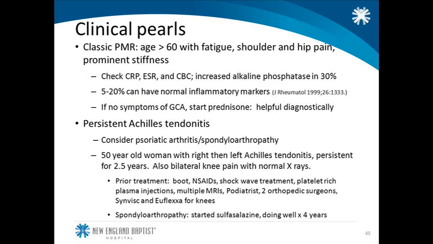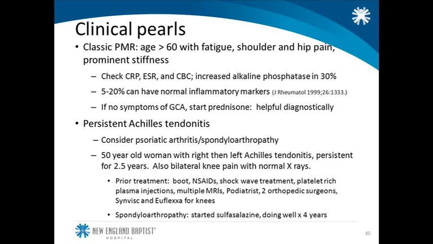Classic polymyalgia rheumatica often presents as a patient over age 60 with fatigue, shoulder and hip pain, and prominent stiffness. Inflammatory markers, sedimentation rate, C-reactive protein are helpful, but up to 20% of patients can have normal inflammatory markers. Anemia is common in PMR, and 30% of patients have an elevated alkaline phosphatase. If there are no symptoms of giant cell arteritis, such as headache, jaw claudication, or scalp tenderness, go ahead and start prednisone at a dose between 10 and 20 milligrams daily, depending on the patient's size and the severity of symptoms. Prednisone treatment can be helpful diagnostically, as patients with PMR have resolution of their symptoms within days.